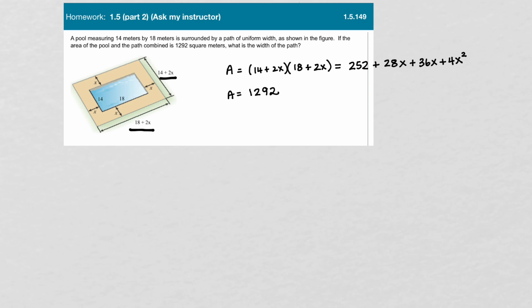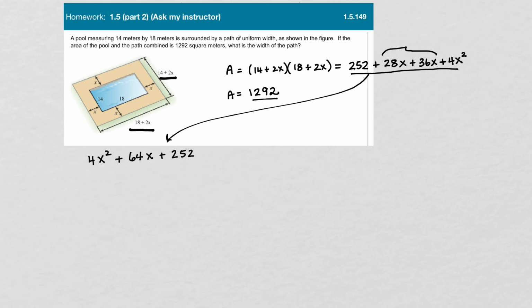Now I can say that this is equal to this. So I'm going to write the first part in descending order. I have 4x squared. I can combine the 28x and the 36x, and that will give me 64x plus 252. So this came over here, and that equals 1,292.